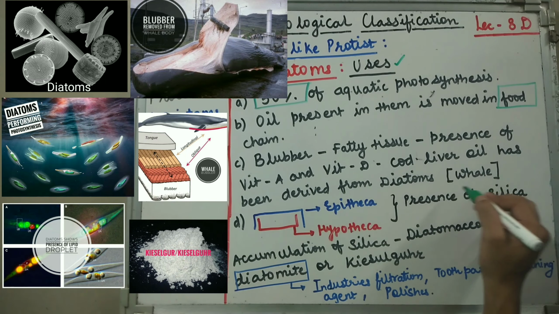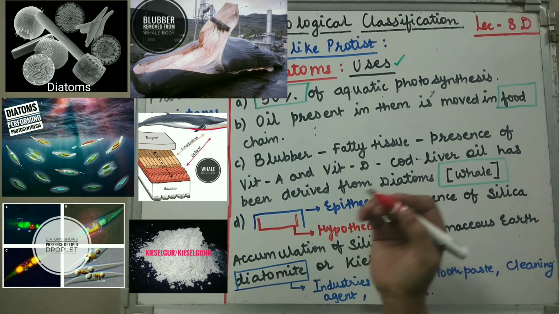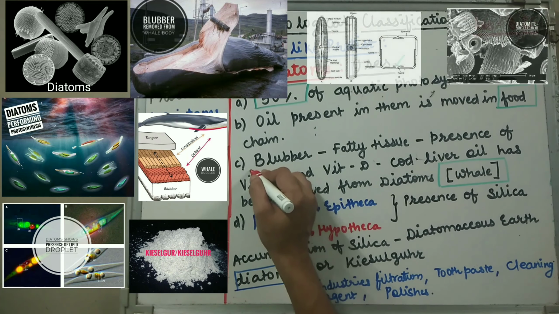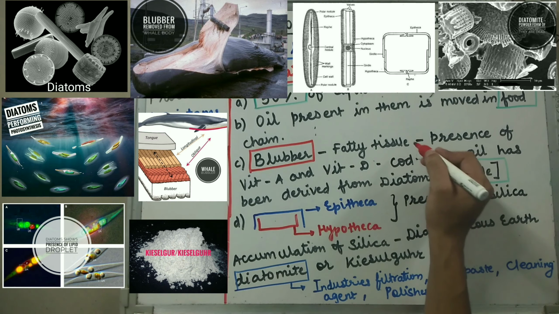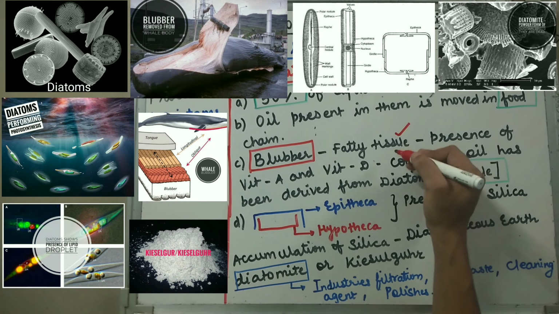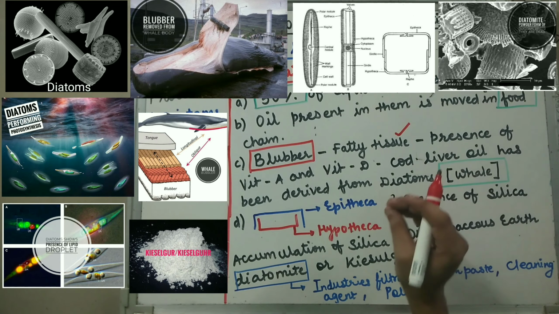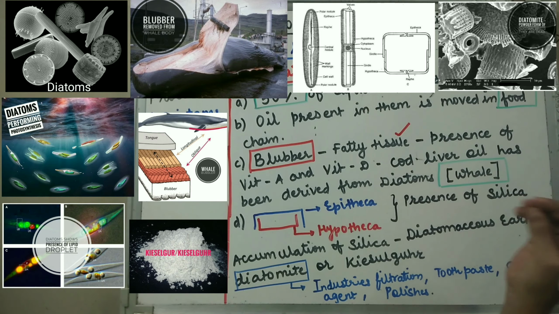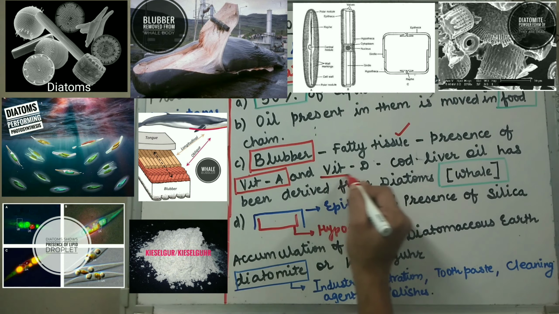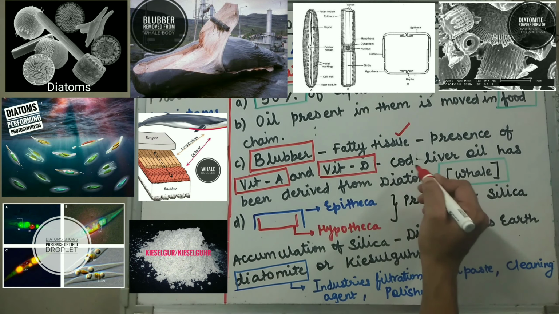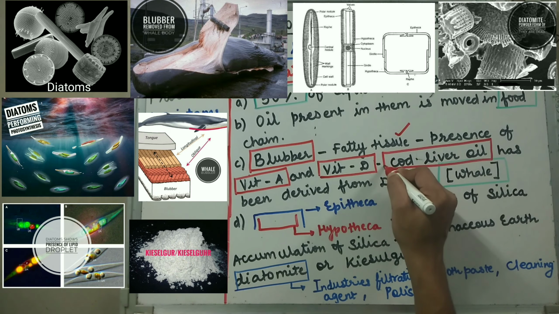So let us assume that a whale is going to consume this diatom. There is an organ or a tissue layer in the whale that is known as blubber, which is probably made up of fatty tissues, and fatty tissues will have the presence of oil as well as fat. Along with this, they will have vitamin A and also vitamin D, which could be a rich source for cod liver oil, which is really very essential for growth and development.